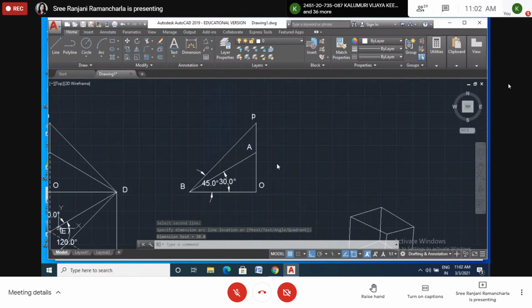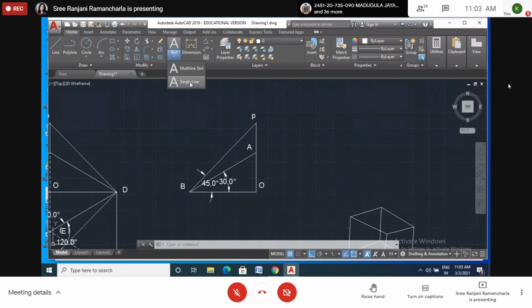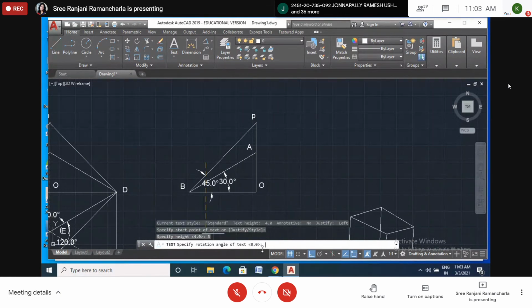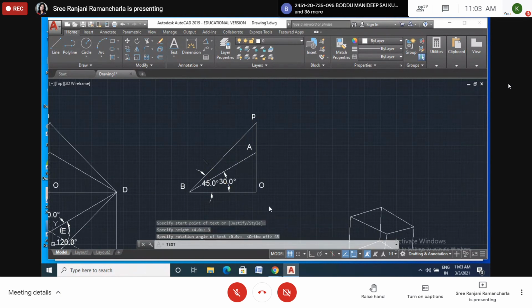Okay, now here I will write a text, single. Please see the text how I am taking. 4, I will make it a small 3. Enter. And here I want to change the angle because I want to write in this way. So this one is 45 degrees. I will make it 45 degrees here. 45. Enter.